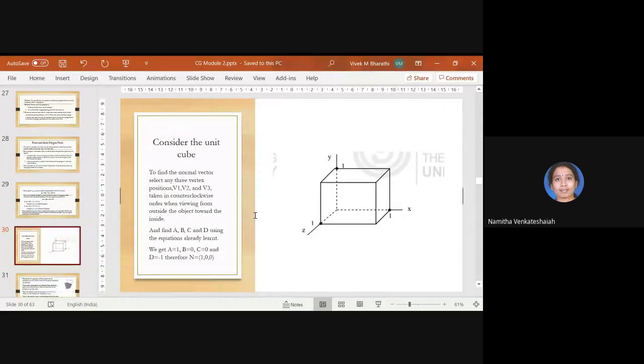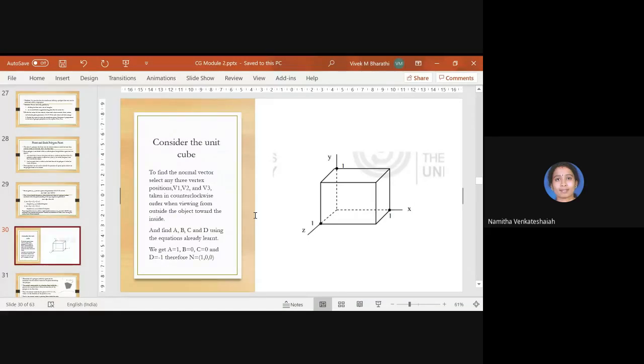So here we have one unit cube. What do we mean by unit cube? In the x direction, y direction, and z direction, you have unit length only. We have a couple of lab programs based on this unit cube. Right now, let us concentrate on the normal vector for this particular unit cube.